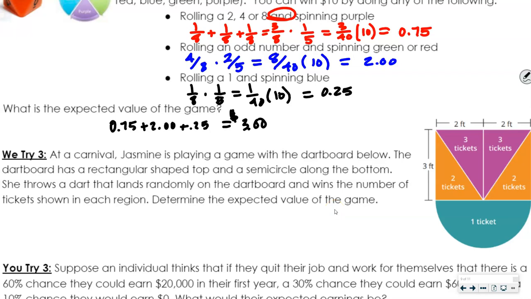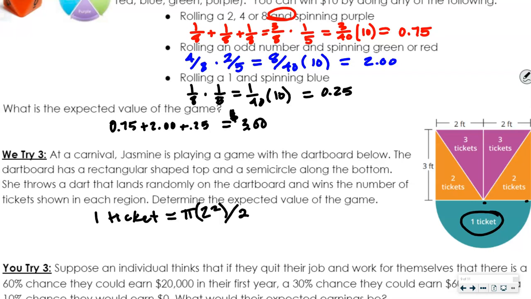So let's find the one ticket first, this one down here. So this is the circle, right? So we're going to do one ticket. So this is going to be equal to pi times our radius, and our radius is from there to there, right? And that's 2 feet, right? So this is going to be 2 squared.